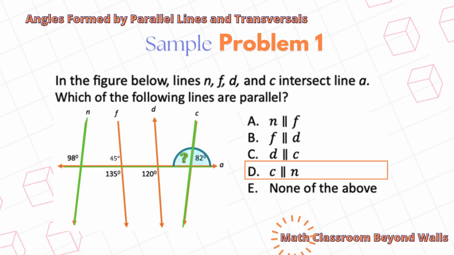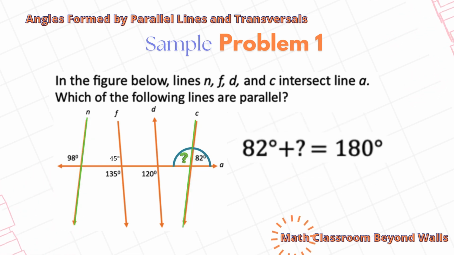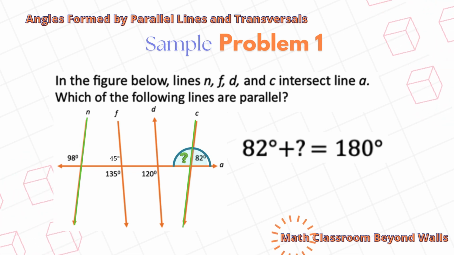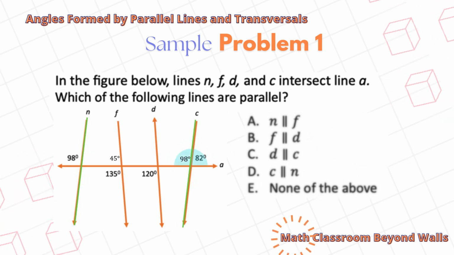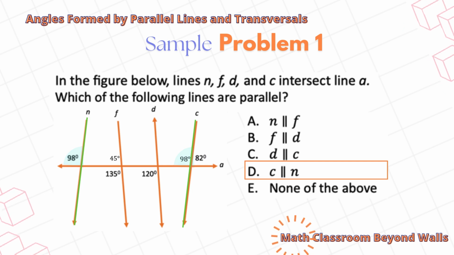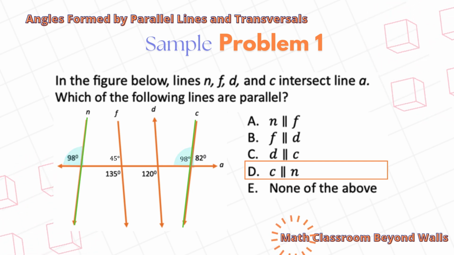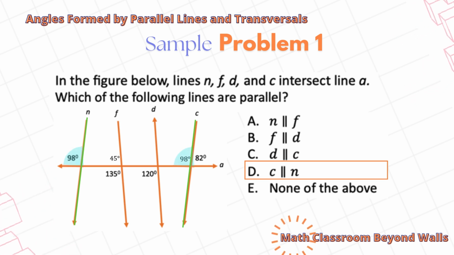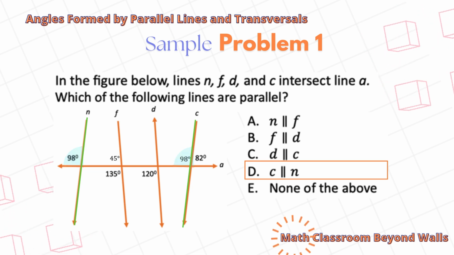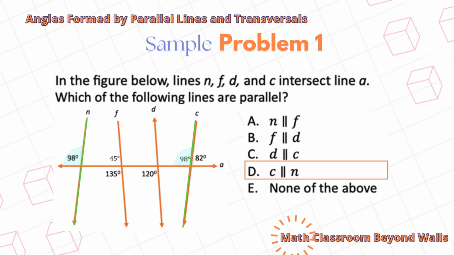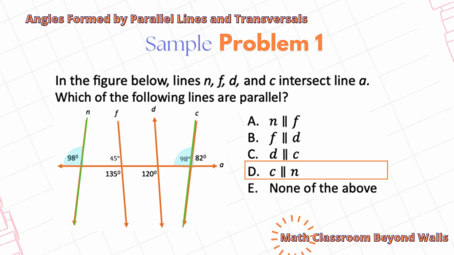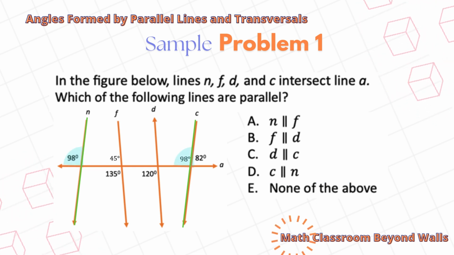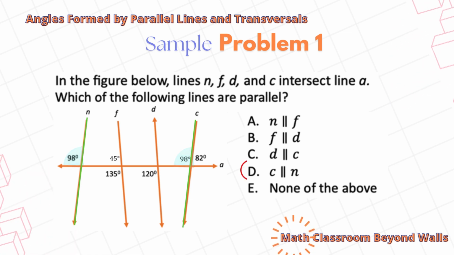So we can get the measure of the angle, right? What number, when added to 82 degrees, gives 180 degrees? There you are, it is 98 degrees. Now, what can you say about the corresponding angles formed by line C and line N? They're congruent. Their measures are the same. What does it imply? That line C and line N are parallel. So we have an answer here. Because we already have an answer, option E is definitely wrong. Okay, what is again our answer to the problem? You are correct. Option D is the answer.